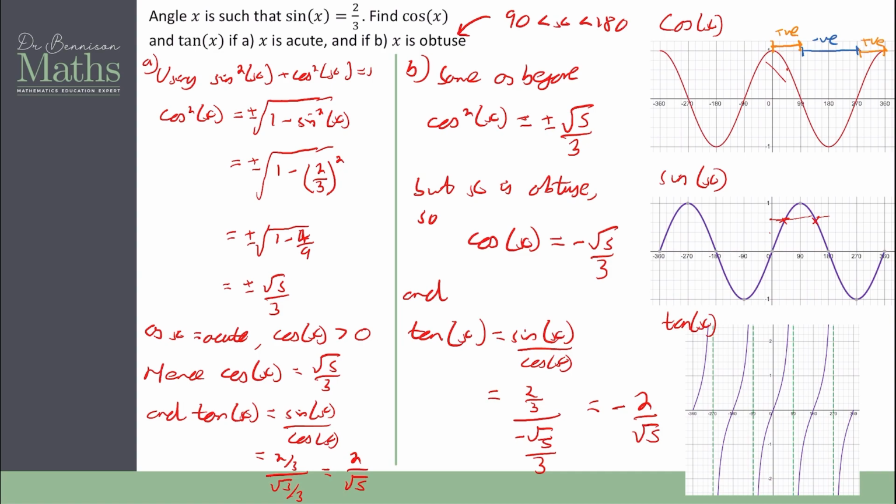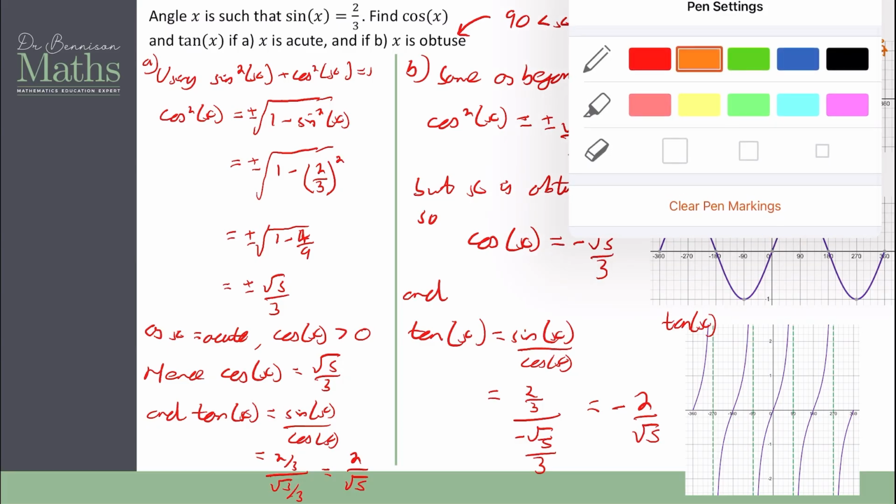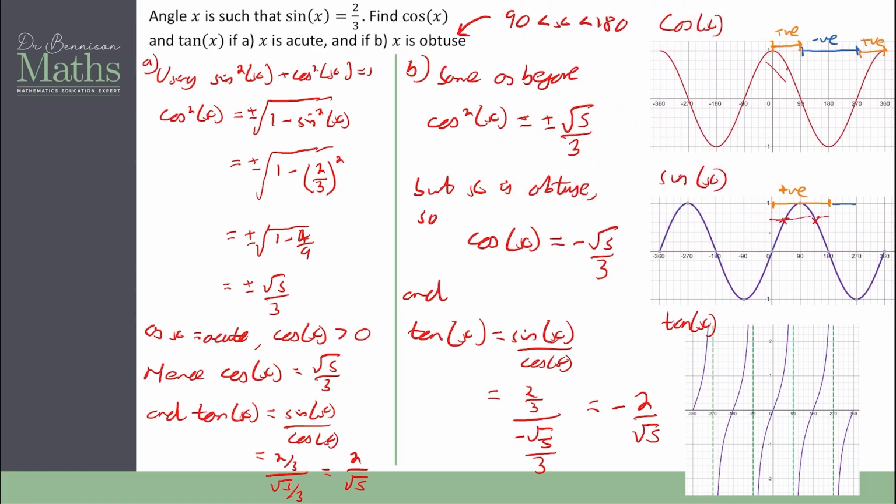If I'd been given cosine instead of sine, and we had to find sine x, well, for angles between 0 and 180, sine x is positive, and angles between 180 and 360, sine x is negative. It just enables you to decide which way. I hope that's helped.